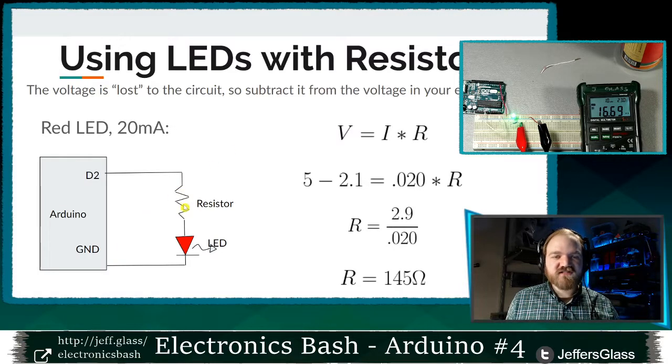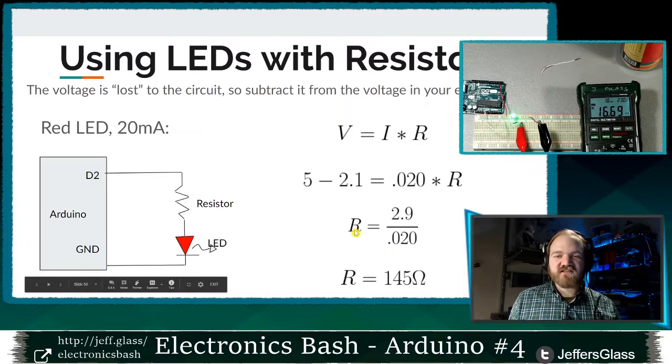So let's figure out what resistor we would put in line with a red LED to limit its current at 5 volts to 20 milliamps. Same equation over here from Ohm's law, V equals IR. Right from our voltage, we have to subtract our 2.1 forward voltage here. So we have V equals 0.02, which is our current in amps, times our resistance.